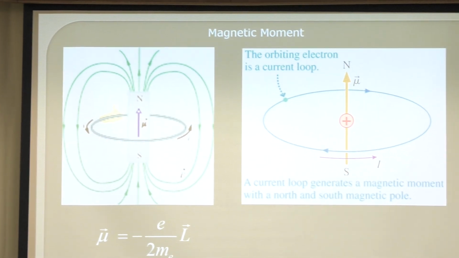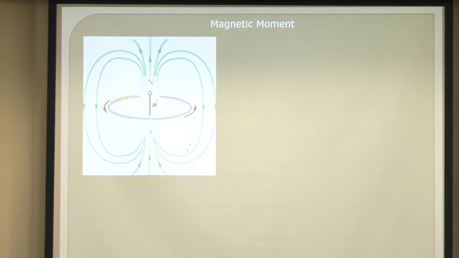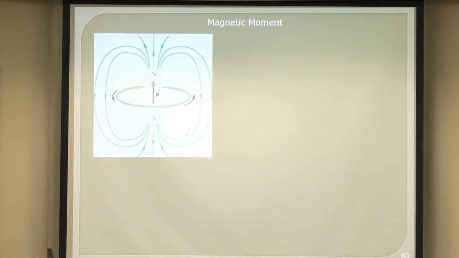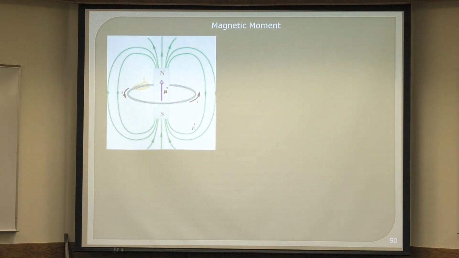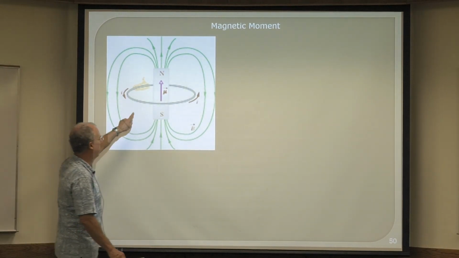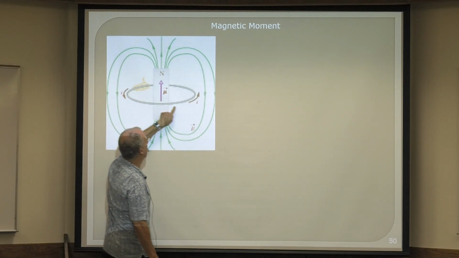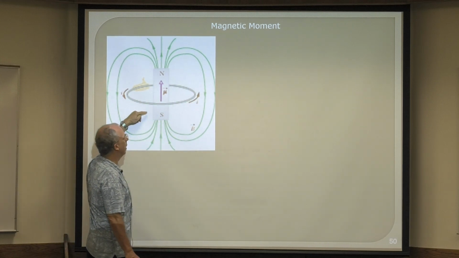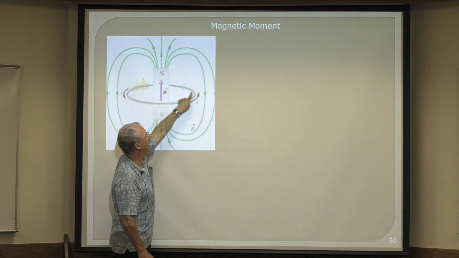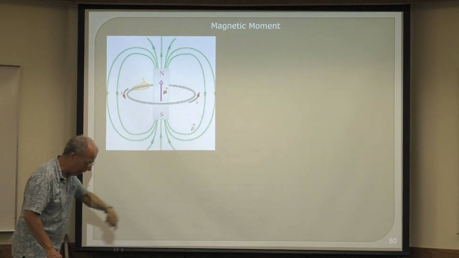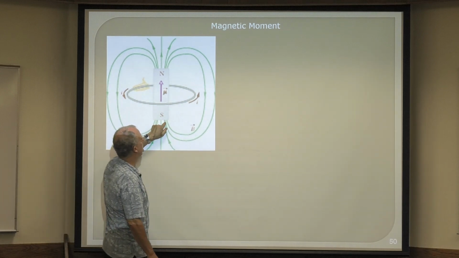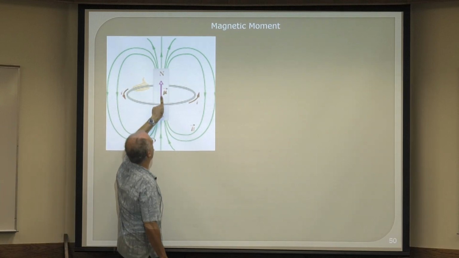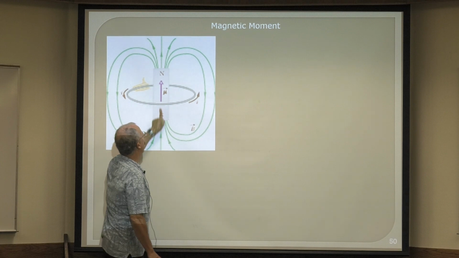In Physics 220, we learned how you create a magnetic field. Well, one way you create a magnetic field is you have a wire. And what we learned is if you have a circular wire like this, it produces a magnetic field that points up above it and points up below it.